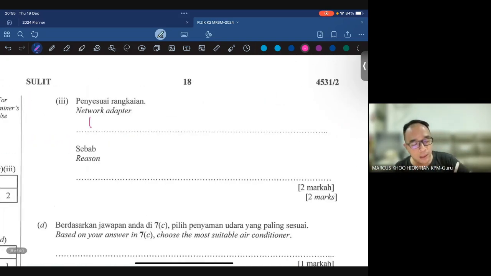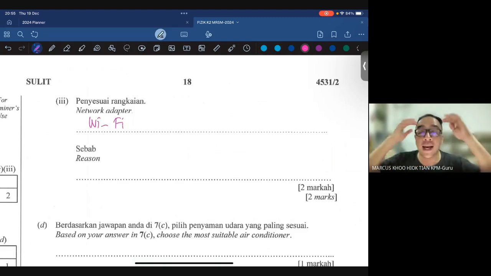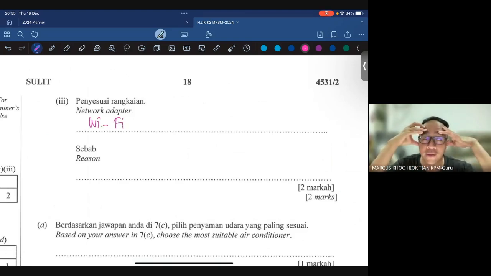Network adapter, as I said, Wi-Fi. Obviously, the answer is not because we cannot live without Wi-Fi. Please don't give that kind of answer. No, what's the purpose of a Wi-Fi aircon? So you can control the air conditioner remotely, like when you're driving in the car.